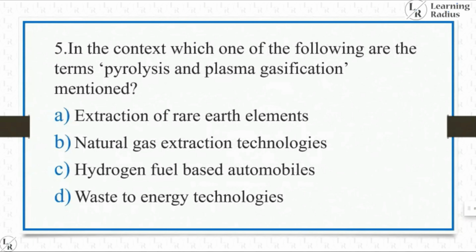Let's come to the next question. In the context, which one of the following are the terms pyrolysis and plasma gasification mentioned? Extraction of rare earth elements, natural gas extraction technologies, hydrogen fuel-based automobiles, waste to energy technologies. So here the answer is waste to energy technologies. It is not A, it is not B, it is not C, it is D. It is waste to energy technologies.